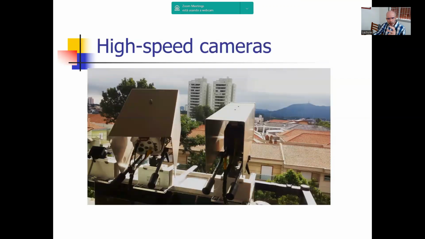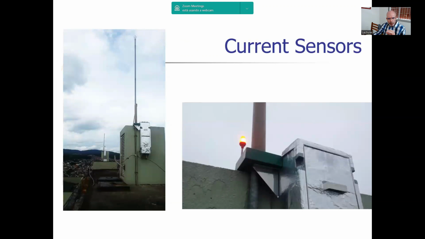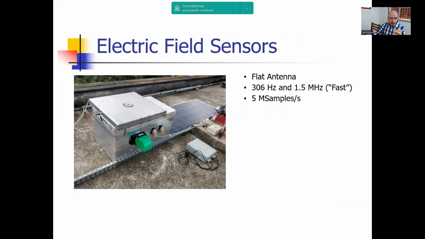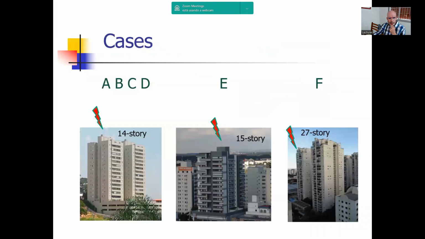For that, we use high-speed cameras. We use current sensors to measure the current of these upward propagating leaders. So we have electric field antennas there on top of these buildings to understand better what's going on.